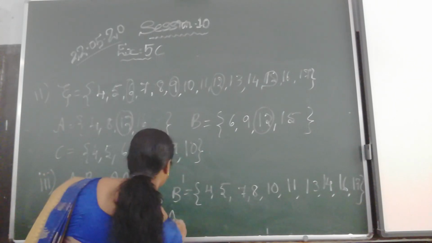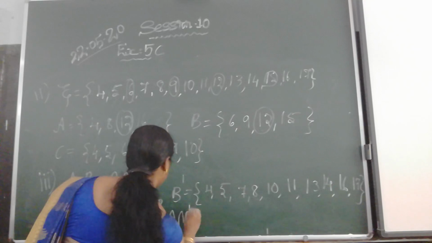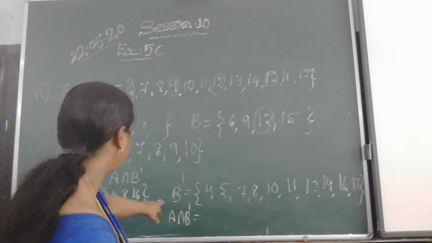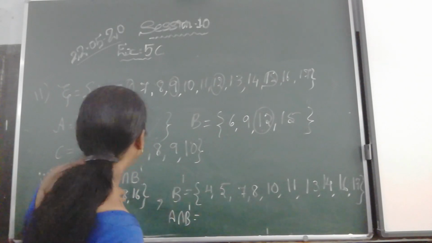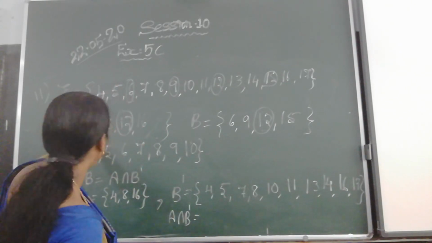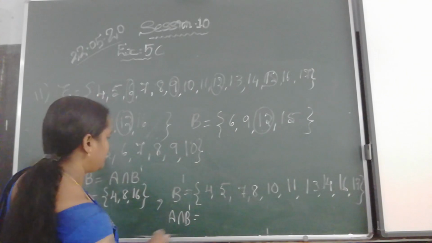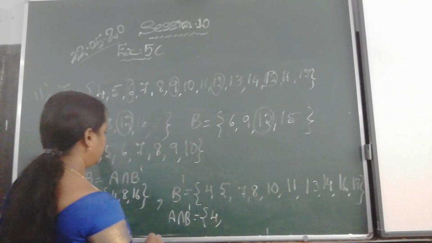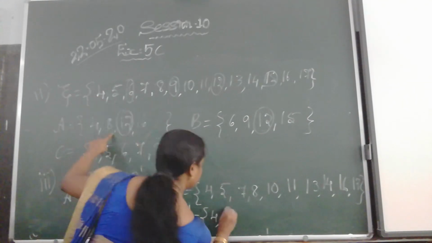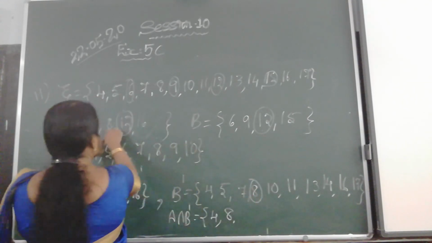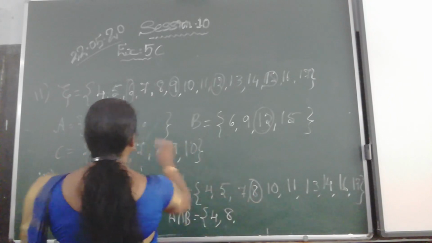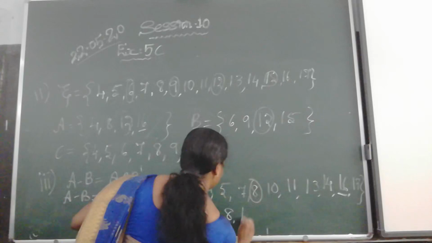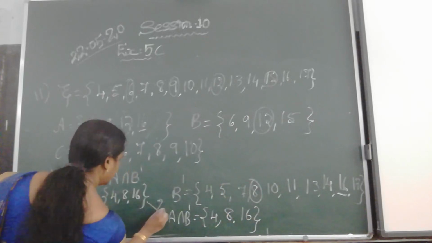Now they told A intersection B dash. Okay, A intersection B dash. B dash, now we got it. A and B dash we have to compare, and find which is the common. The common ones, children, you can see here: 4, after that 8, and the last one is 16. Now you compare both. You are getting the same now.